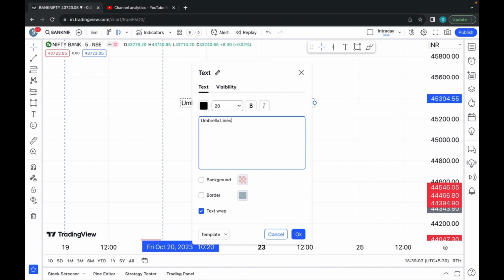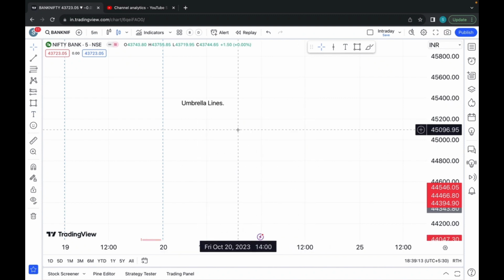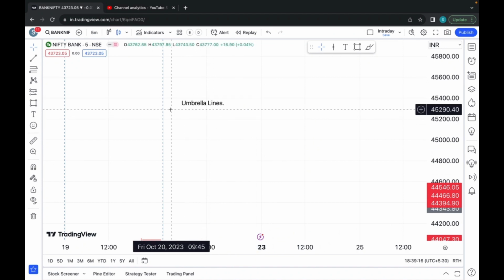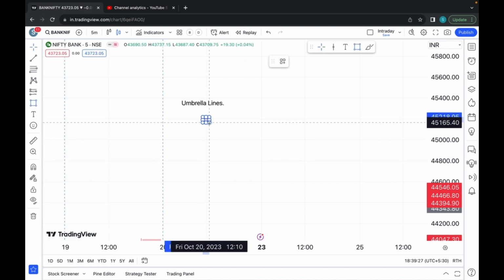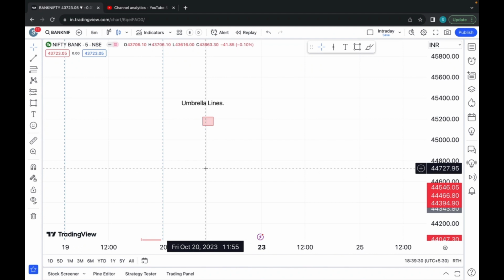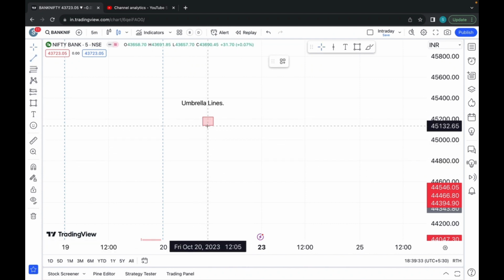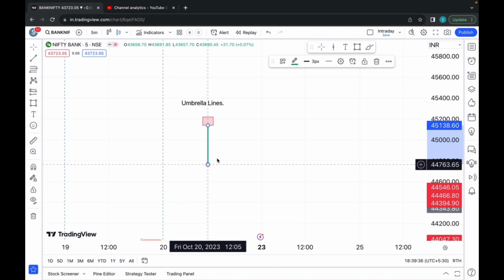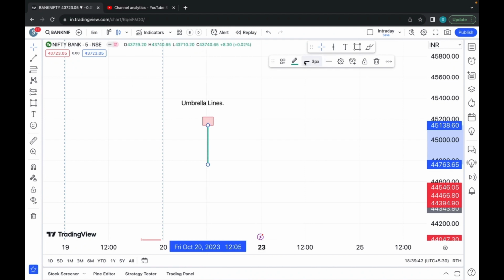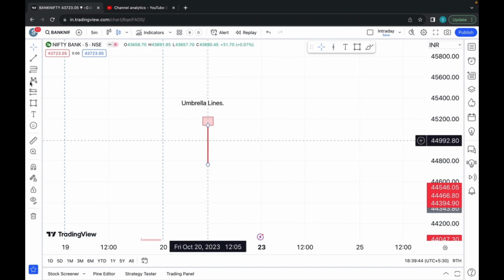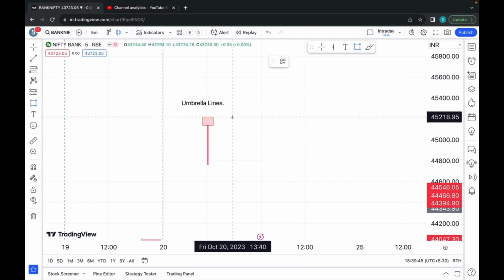Umbrella line is a terminology which is used to represent a particular type of candle formation. So let us see what an umbrella line is. Suppose you had a candle like this, either the wick is red or green, doesn't matter.